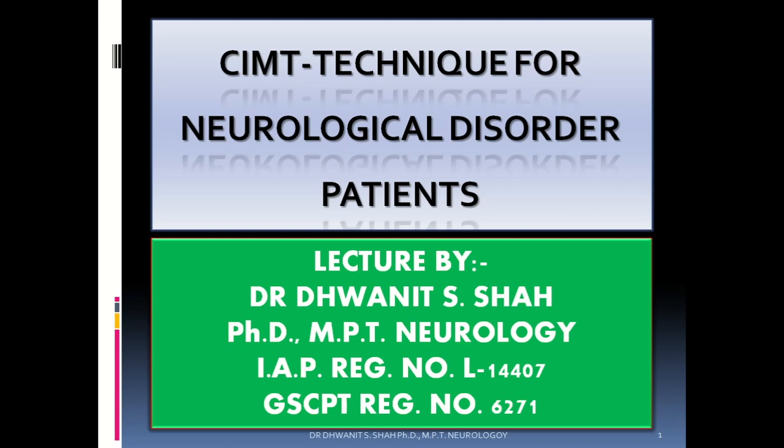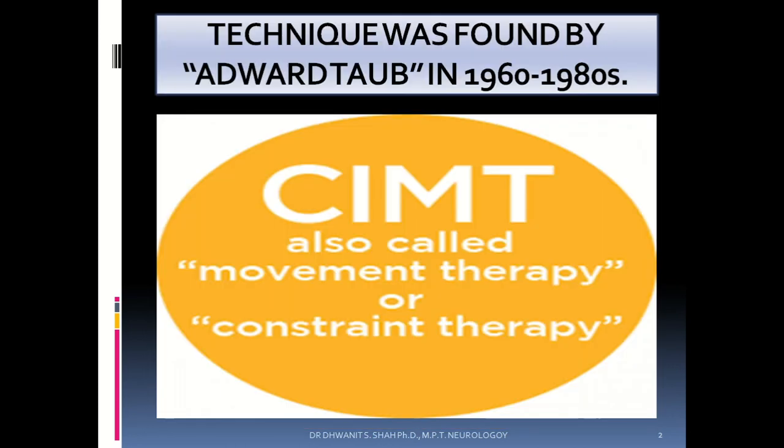Initially it was very successful in hemiplegic spastic stroke patients. Later on it was given to spastic cerebral palsy children, and it still continues expanding its boundaries to other neurological diseases also. So we will learn first what is basic about CIMT. It was first found by Edward Taub in the 1960s-1980s when he did the study on monkeys.